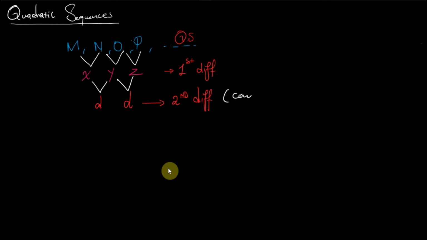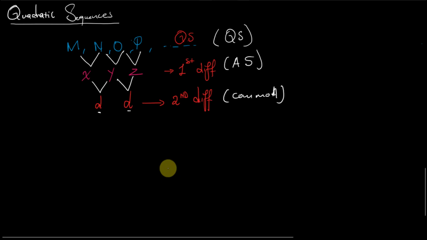We say that the second difference is common because if here was 2, this will be 2. But the first difference is arithmetic, so it's an arithmetic sequence, and I can just say it's AS. Then this one is just a quadratic sequence.